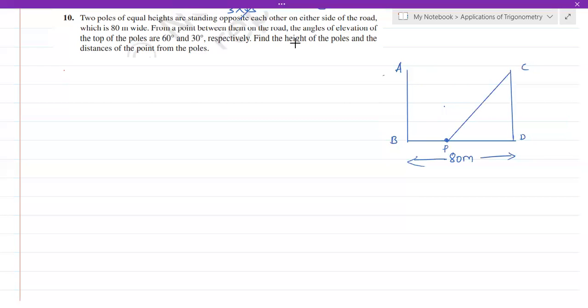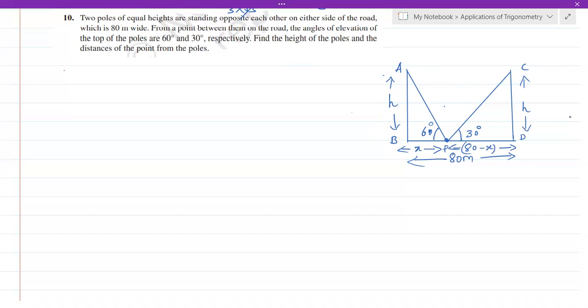Now from here, let's say this angle of elevation is 30 degrees, and this angle of elevation is 60 degrees. Let H be the height of the poles. If AB is H, CD will also be H because both are equal. Let's assume that the distance between B and P is X. Therefore, PD will be 80 minus X, isn't it? So this becomes X, 80 minus X.